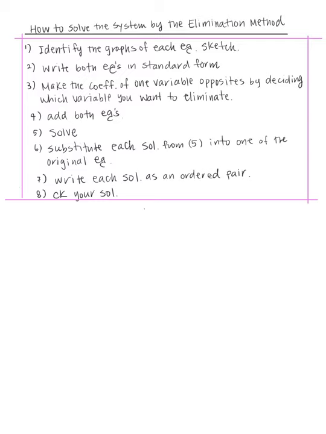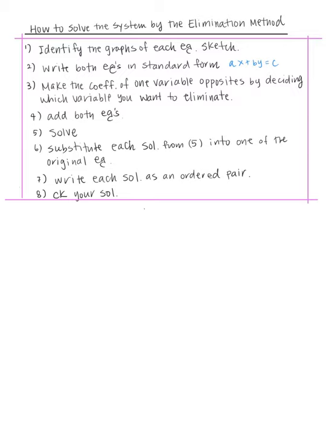All right, so now let's go over the elimination method. Here are the steps for how to solve the system by the elimination method. Step 1, identify the graphs of each equation and sketch. Step 2, write both equations in standard form, which means you want to write it in terms of ax plus by equals c. Step 3, make the coefficient of one of the variables opposite by deciding which variable you want to eliminate. Step 4, add both equations. And step 5, solve.